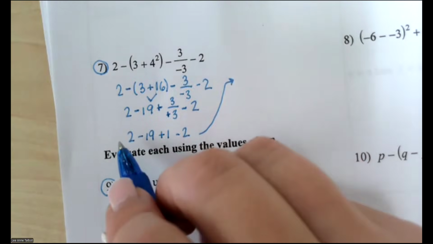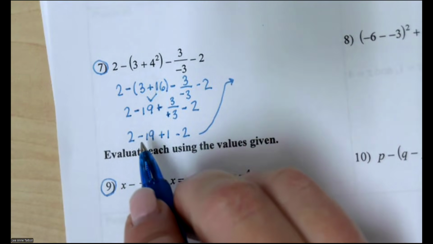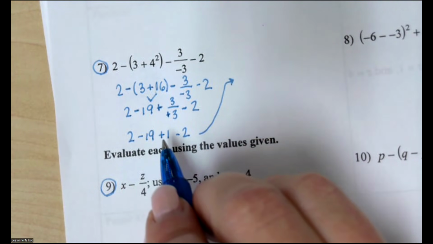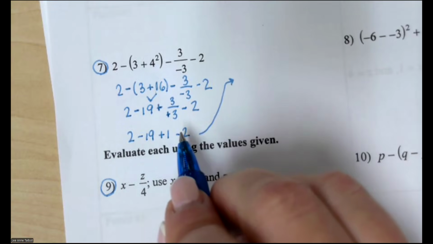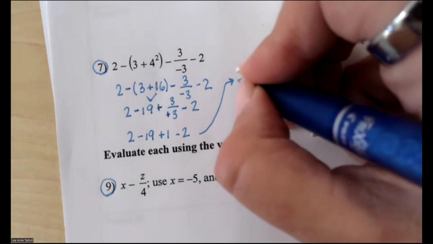Okay. So 2 minus 19 is negative 17. Plus 1 is negative 16. Minus 2 is negative 18.